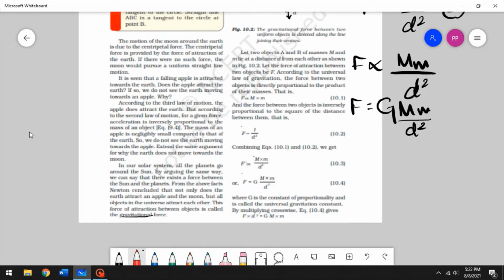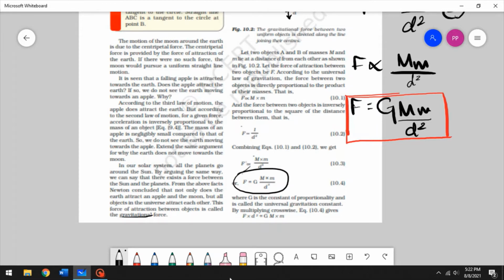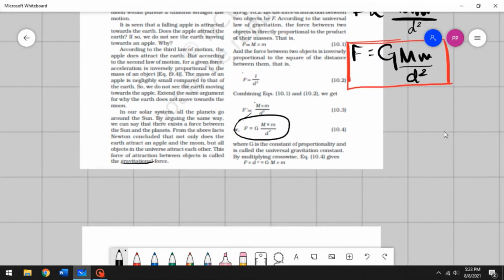But here, this one in the red box is your actual formula for gravitational force. So force is equal to the gravitational constant times the masses of the two objects divided by the square of the distance of separation between the two objects. That's how we reach this equation, and G is the constant of proportionality.